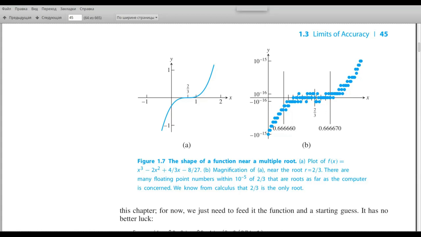Now let us talk a little bit about the theory, how to figure out in advance that you can have troubles.